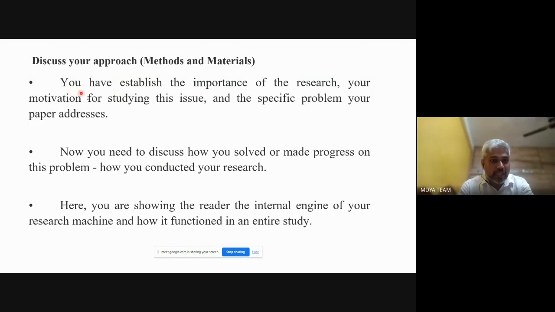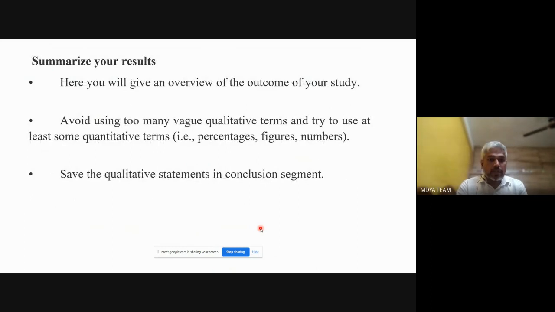In methods and material, in the abstract you have established the importance of the research, your motivation for studying this issue, and the specific problem your paper addresses. Now you need to discuss how you solved or made progress on this problem, how you conducted your research. Here you are showing the reader the internal engine of your research machine and how it functioned in an entire study. So this is about methods and material, how you will include it in your abstract.